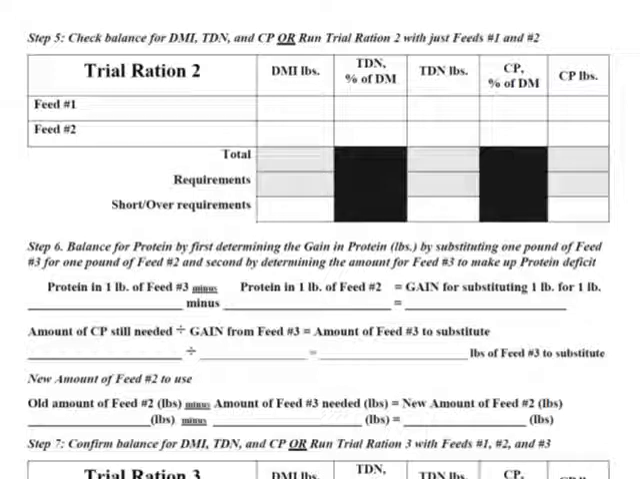So the gain from substituting 1 for 1: if I take out 1 pound of corn, I put back 1 pound of soybean meal, my pile gains 4/10 of a pound of crude protein. So how much in each pound? Subtract, get the difference, and that's our gain. We bring down the crude protein still needed. We bring down the gain from the line above, and then we figure out how many pounds we need to substitute to get the job done.